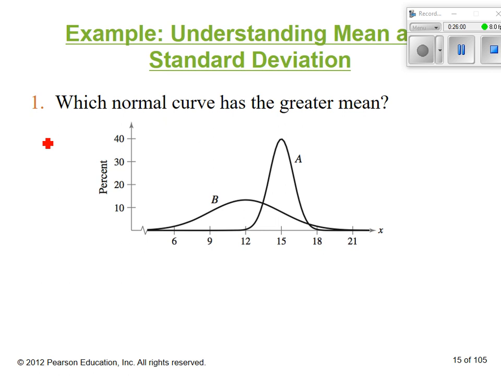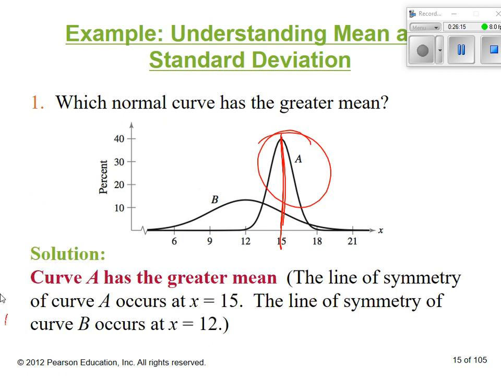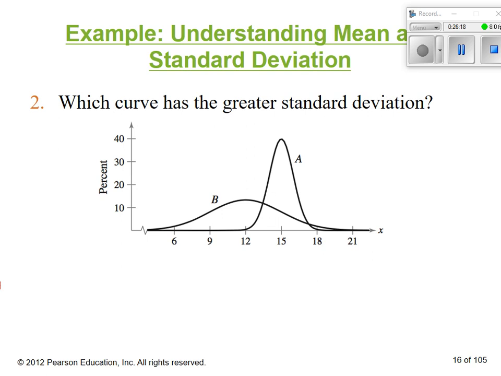Just a couple of examples here. Which normal curve has the greater mean, A or B? Which one has the larger mean? A. The mean would be right here somewhere, so it'd be A. Which curve has the greater standard deviation? B. B, because it's spread out more. So it's going to have the bigger standard deviation, which means you're spread out more.